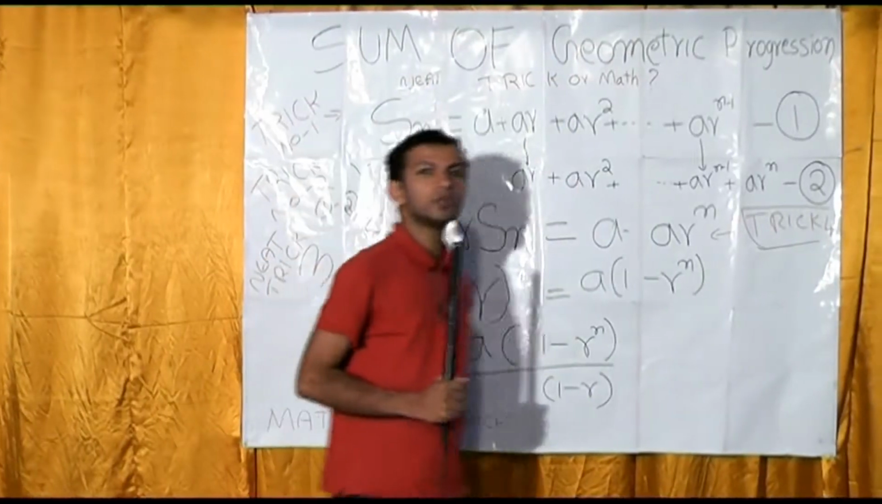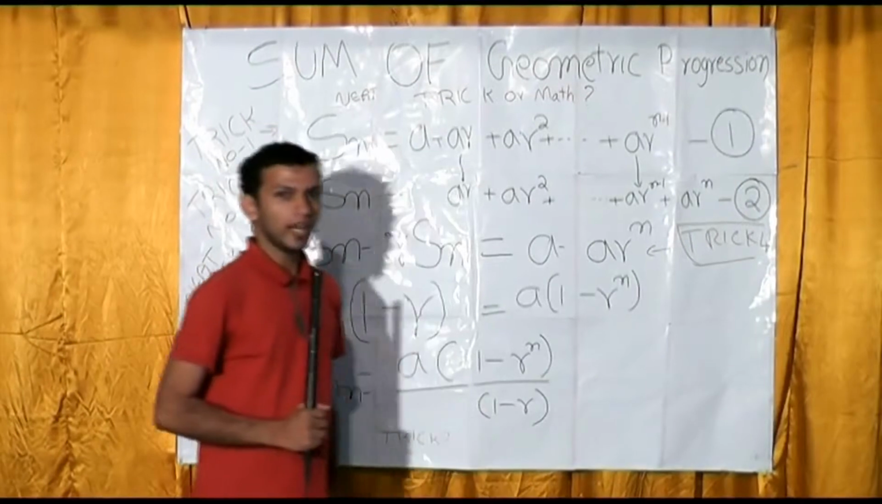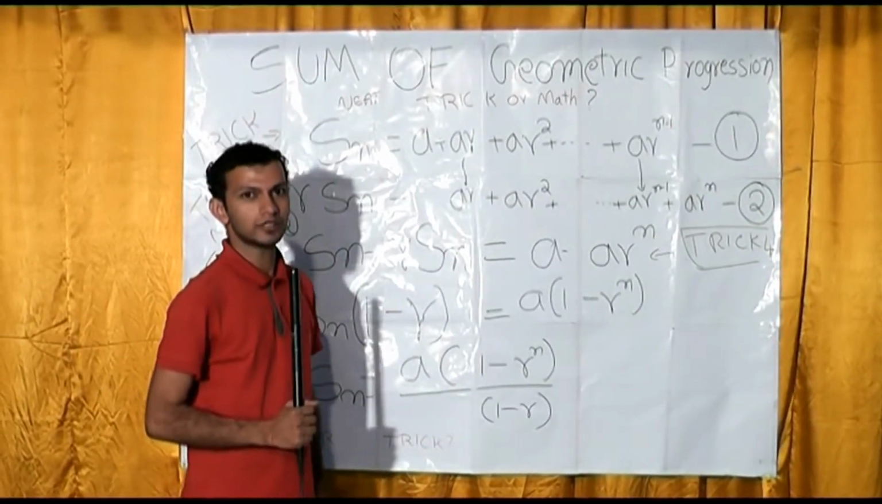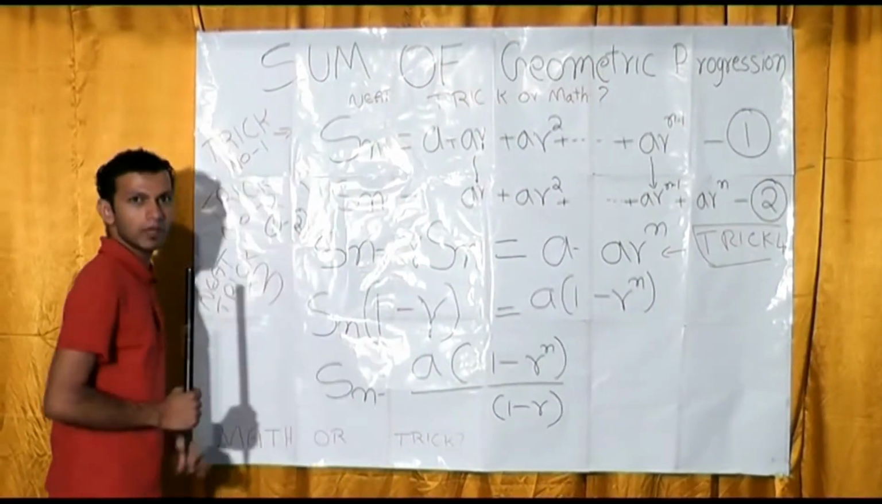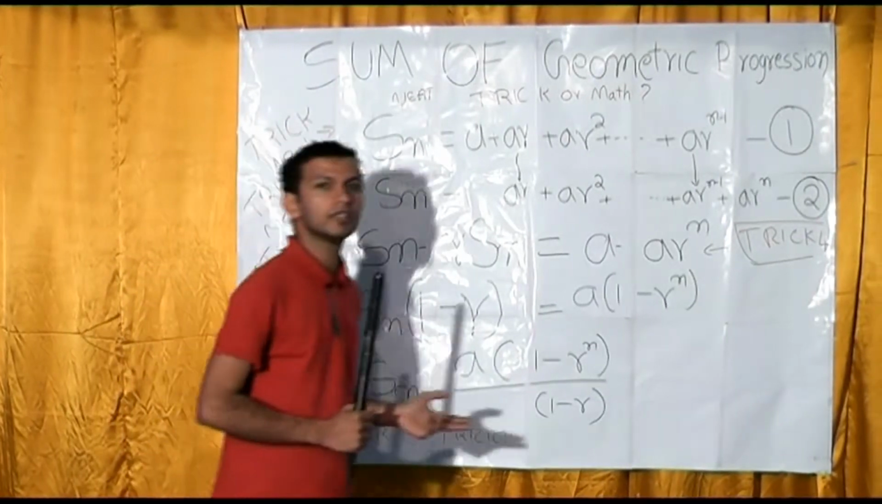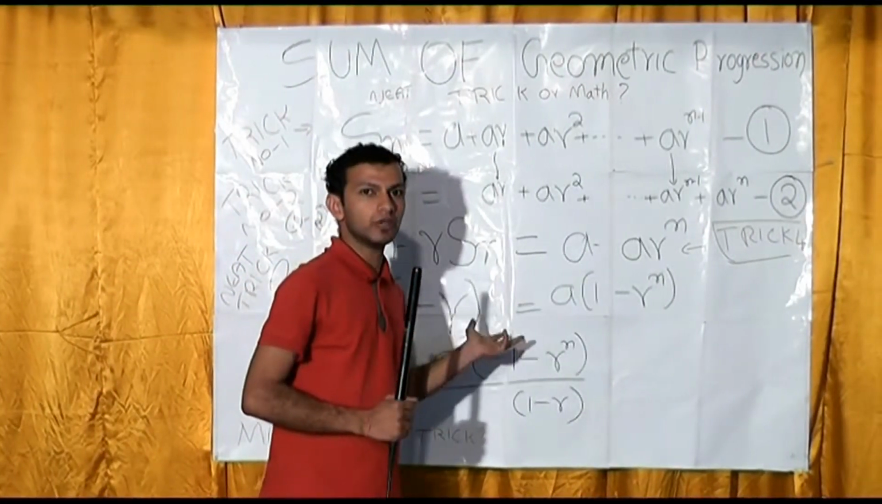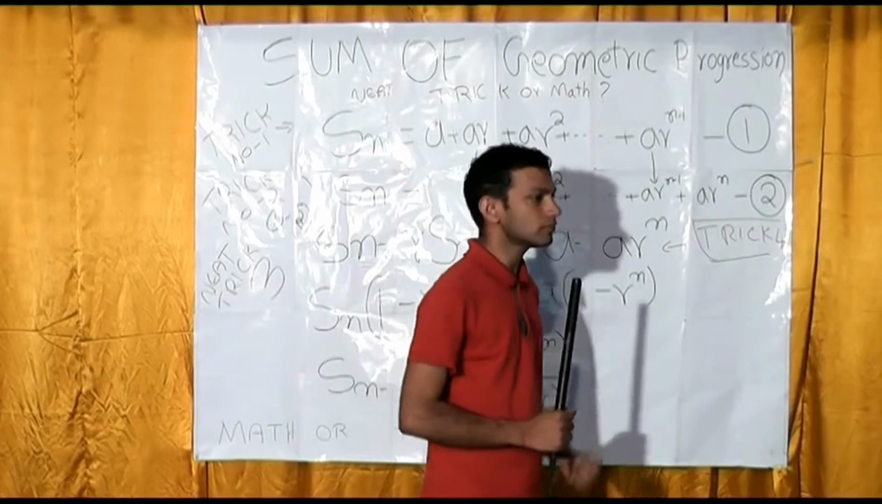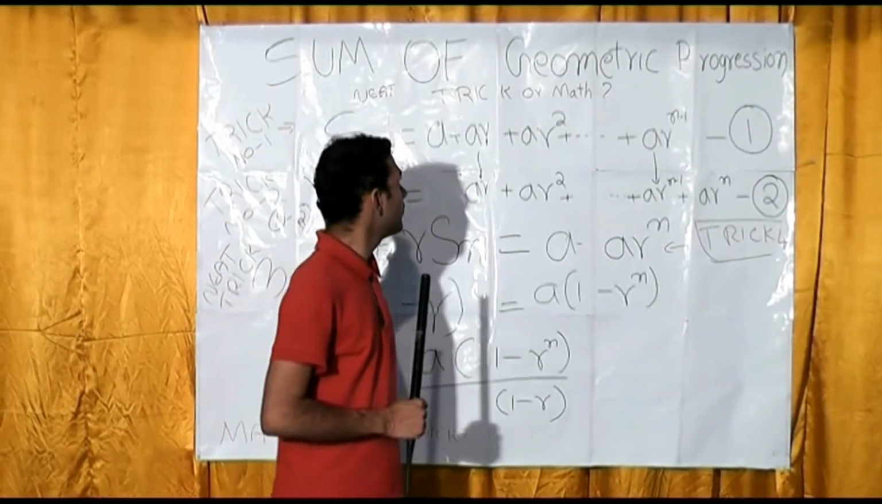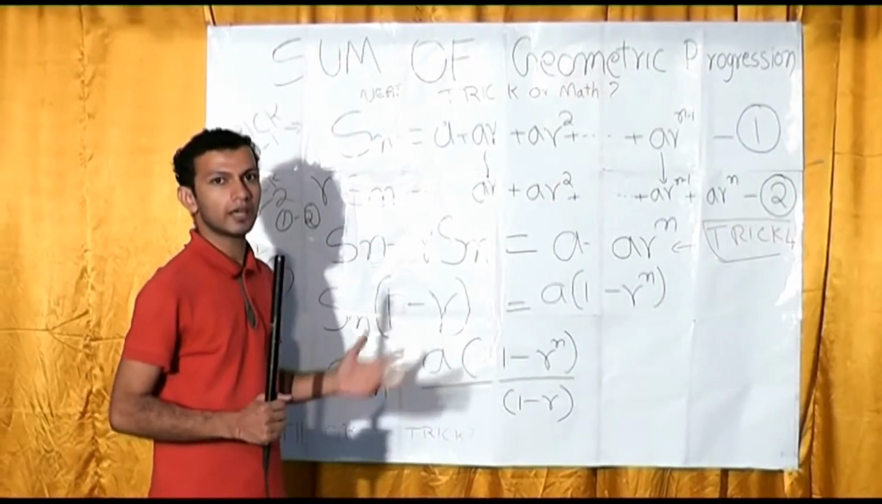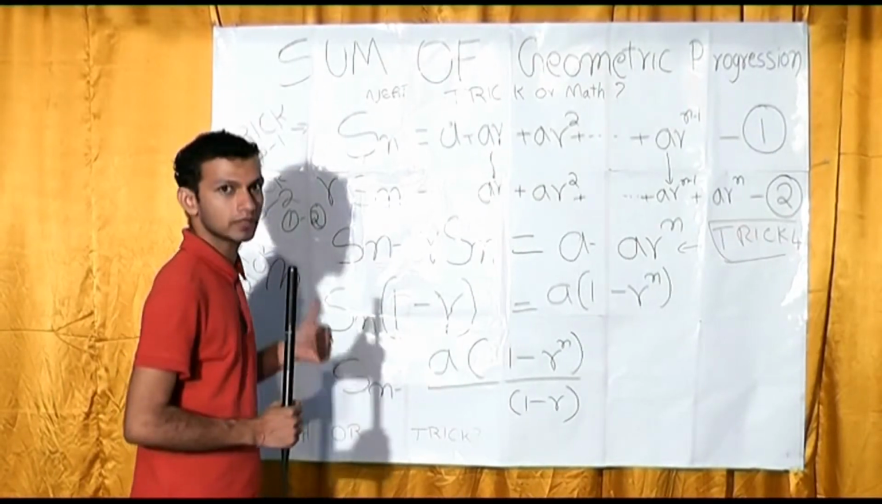Let's see what students are learning as derivations in school. It's an example of the sum of a geometric progression, which students study worldwide. But is the method math or tricks? Our question is: is the method math or tricks?